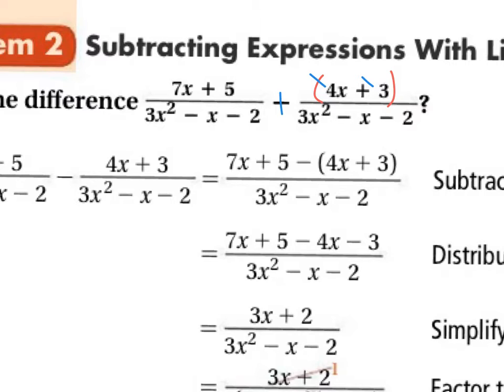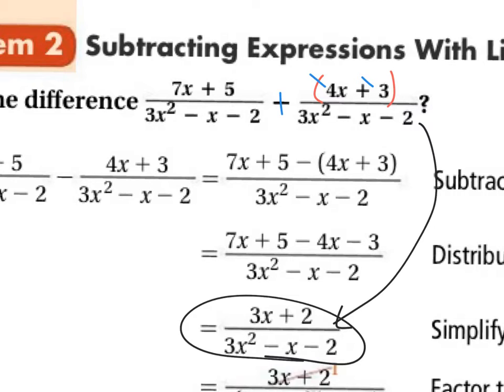At that point, now that you've added the opposite, just like we've done with adding and subtracting integers, once you change it to an addition problem, it's just like what we've done with addition. So now it's just like the previous examples. You combine your like terms together and you'll get this answer.